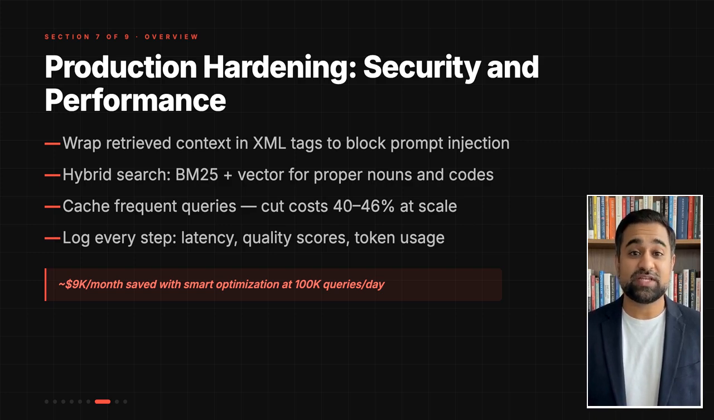Fourth, add monitoring. In production, you need to track retrieval latency, answer quality scores, user feedback, and token usage for cost management. Demo RAG logs nothing. Production RAG logs every step so you can debug failures.